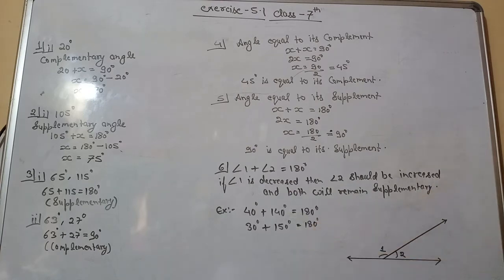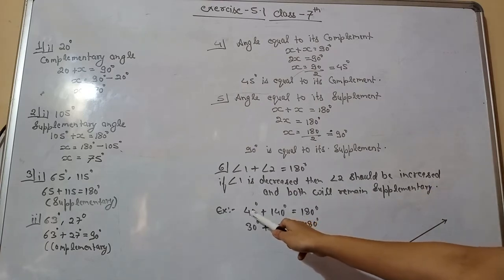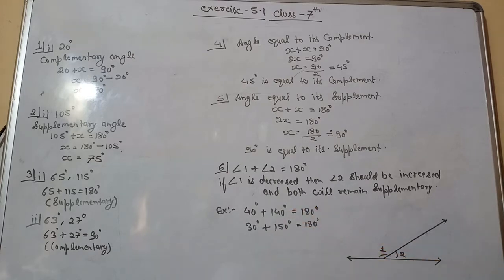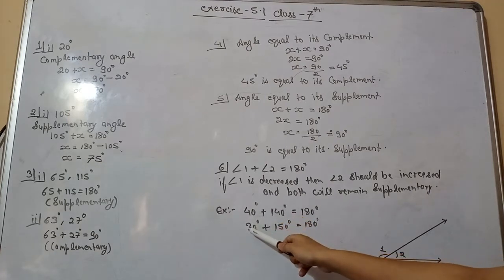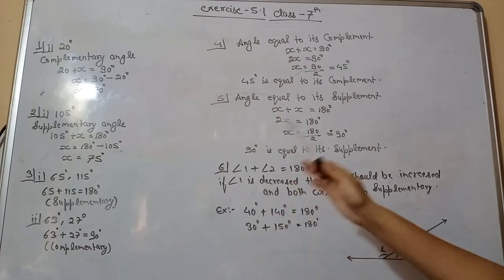Now see, this is an example. Suppose the first angle we have taken is 40 degrees and the second angle is 140 degrees. When we add these two angles, we get 180 degrees. Now what is given in the question? When the first angle is decreased, let us decrease this angle from 40 to 30. So what effect should there be on the second angle?